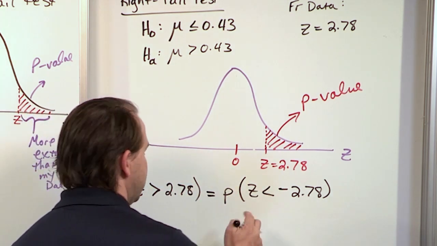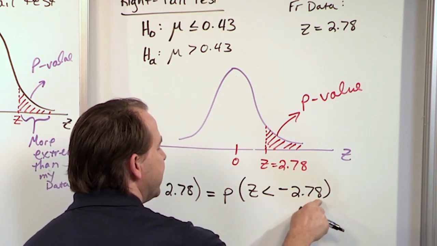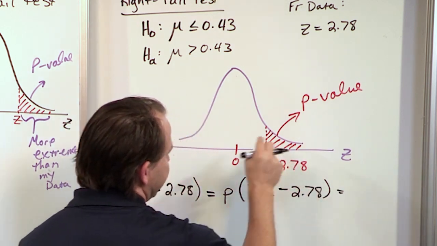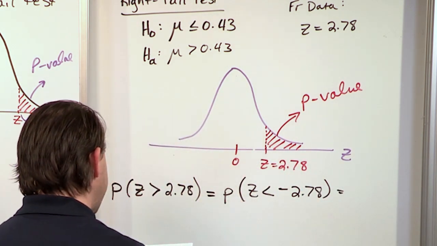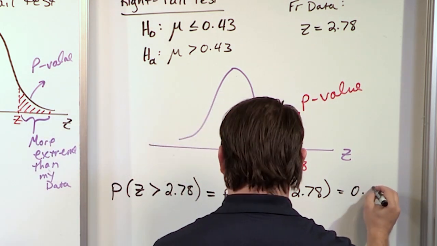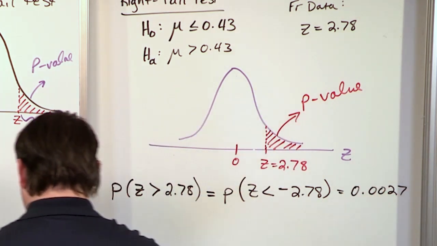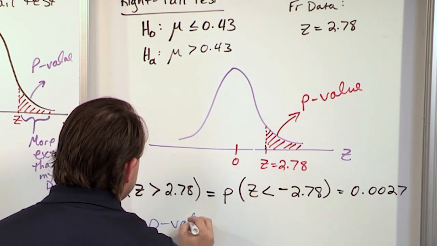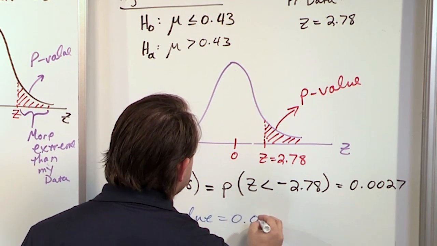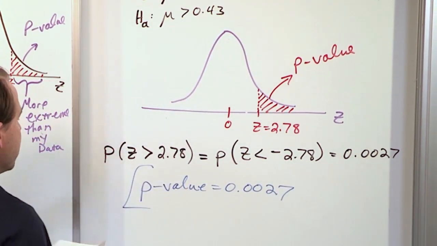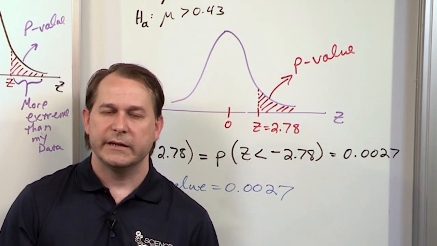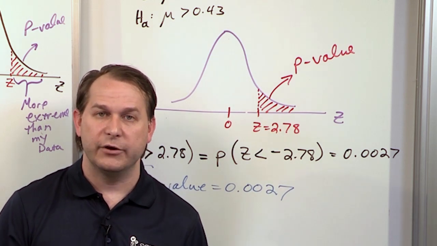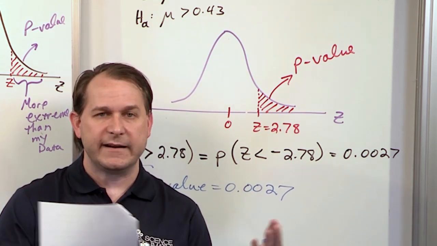So I go into my chart and I look up the value of negative 2.78, which is somewhere over here. It's going to return an area to the left. That area is the same as what I care about. So whenever I do that, I'm going to get 0.0027. So all you have to do is say that that is the p-value. 0.0027. That's the p-value. The p-value literally is the probability of obtaining a value, like the next sample I were to take, more extreme than the data set that I've collected.